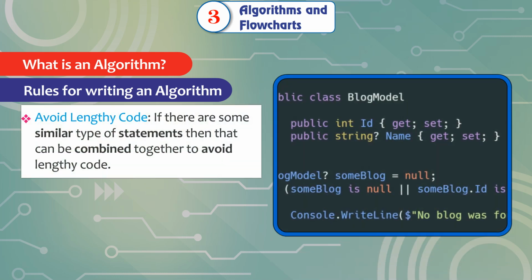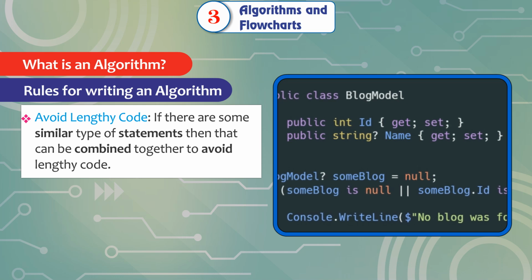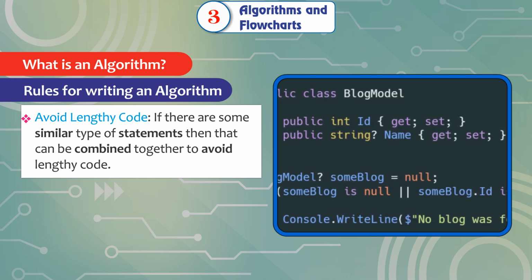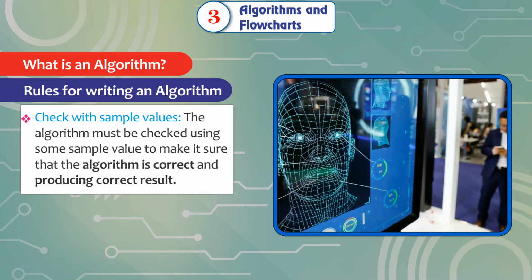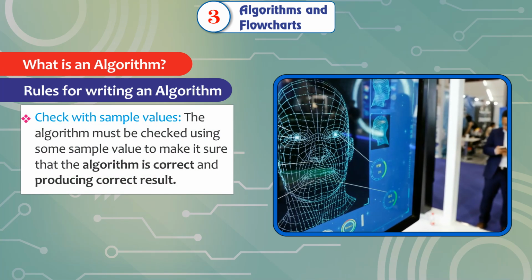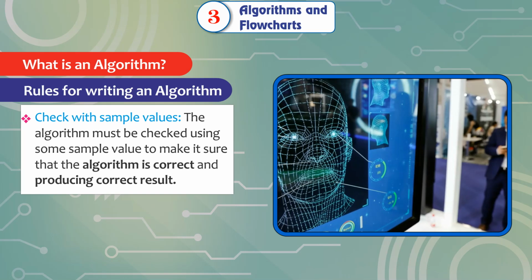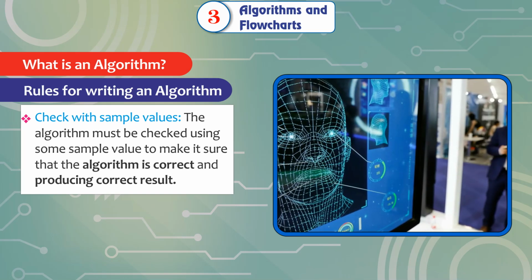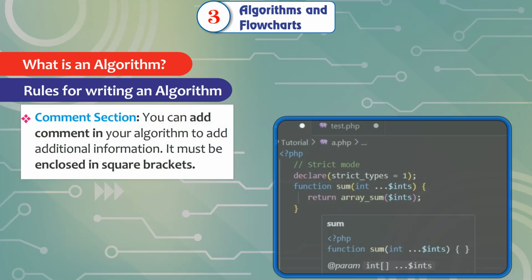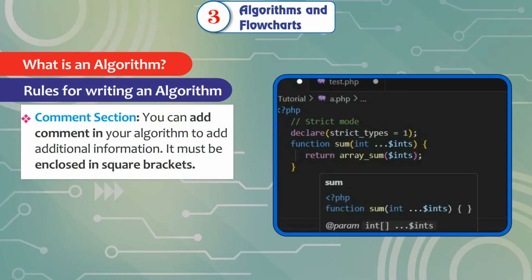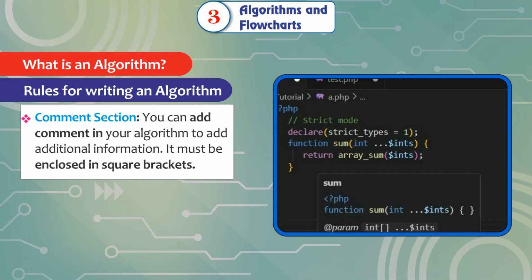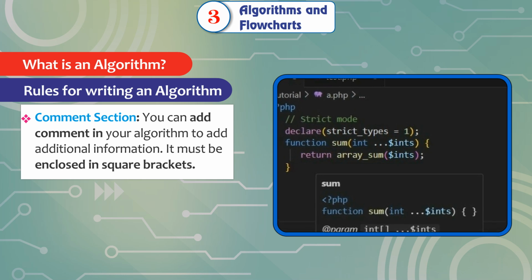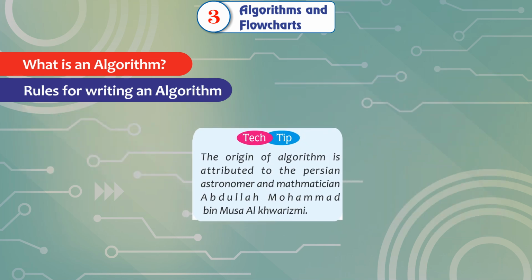Avoid lengthy code. If there are some similar types of statements, then they can be combined together to avoid lengthy code. Check with sample values. The algorithm must be checked using some sample values to make sure that the algorithm is correct and producing the correct result. Comment section. You can add comments in your algorithm to add additional information. It must be enclosed in square brackets. Tech tip. The origin of the algorithm is attributed to the Persian astronomer and mathematician Abu Abdullah Muhammad bin Musa al-Khwarizmi.